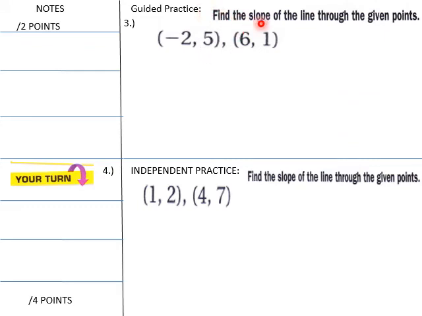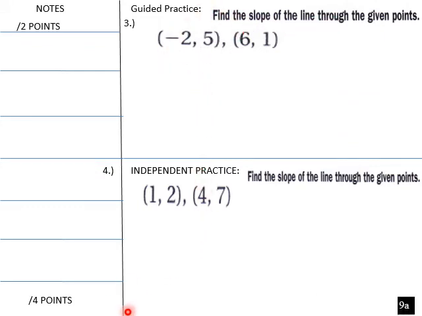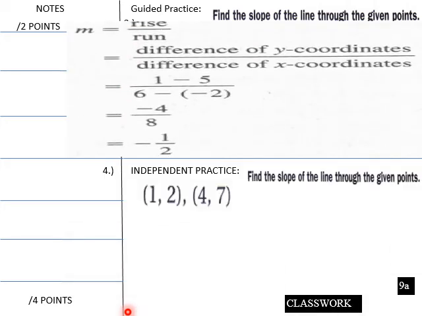Our next guided practice, find the slope of the line. So we do this: rise over run, difference of y over difference of x. Here's our difference of y. We get negative 4 over 8, so we get negative 1 over 2 for our slope of that line.